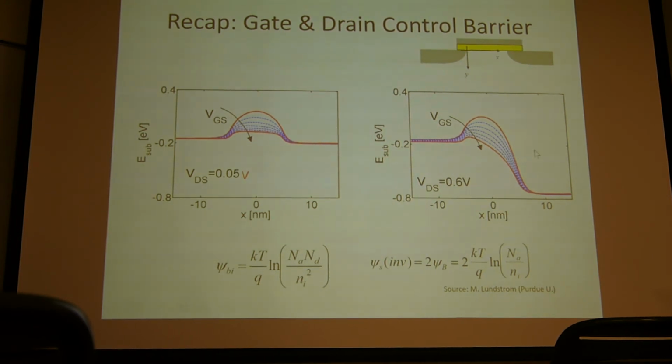And then the other case, the drain voltage is large. So here you have the drain voltage pushed down a lot. Still you increase the gate voltage. But here you see that the barrier height will reduce. So you have larger currents. So those are the real simulated band diagrams.